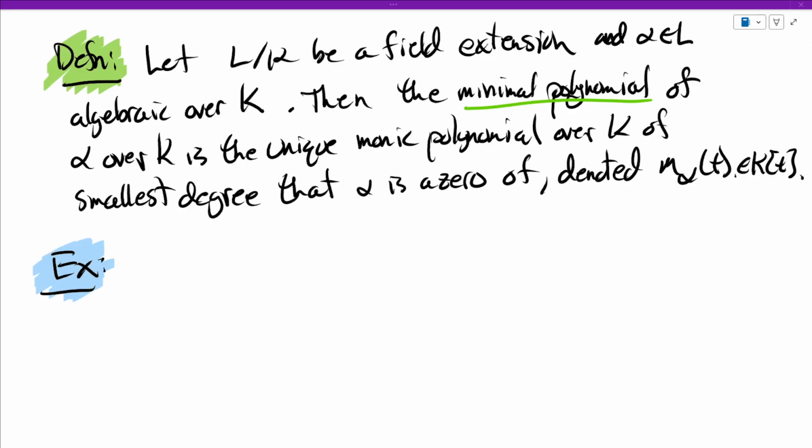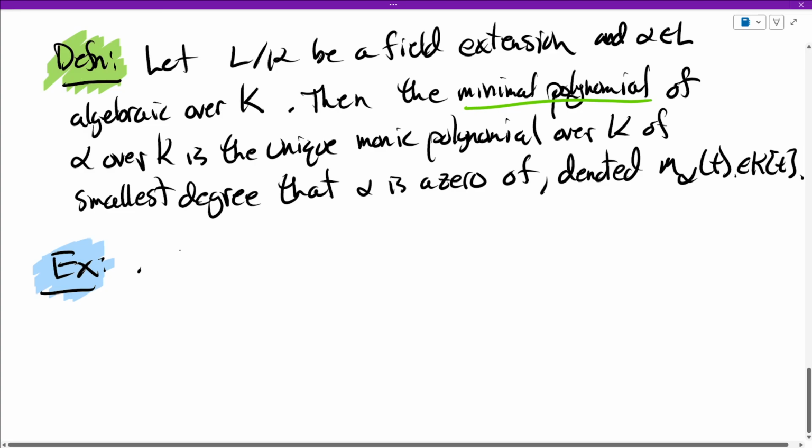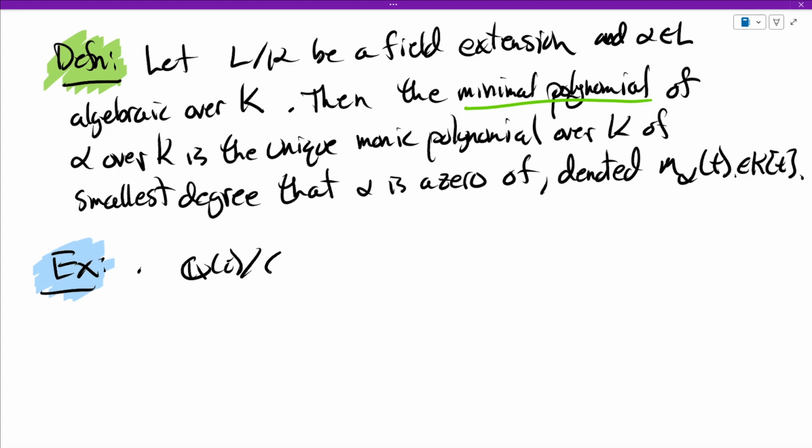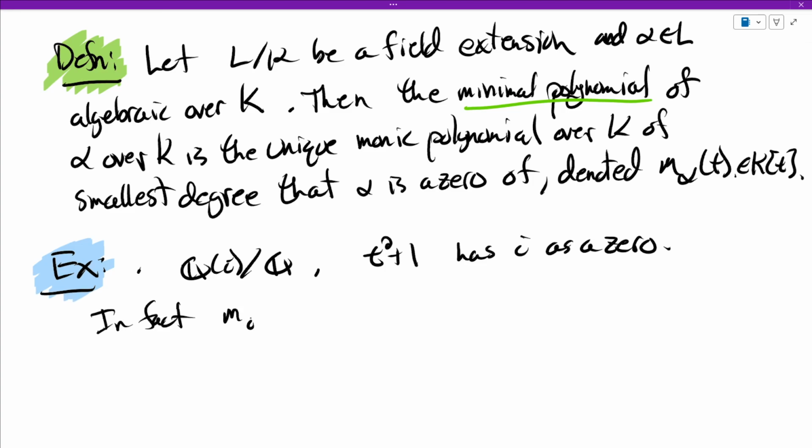Okay, so we just introduced minimal polynomials. Let's do some quick examples here. So we had this extension Q adjoin i over Q, and I said, oh well, let's look at the polynomial t squared plus 1, and this has i as a 0, right? Certainly. In fact, this is the minimal polynomial of i.